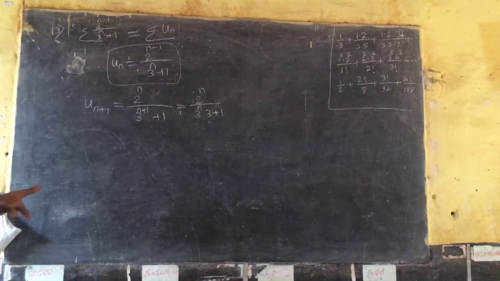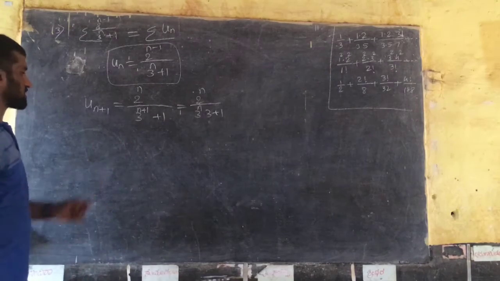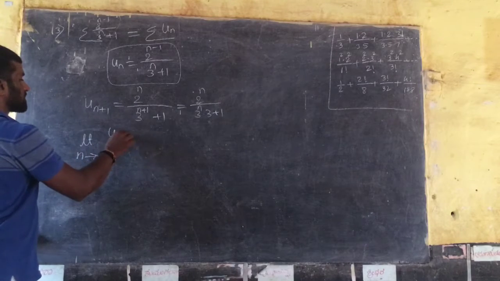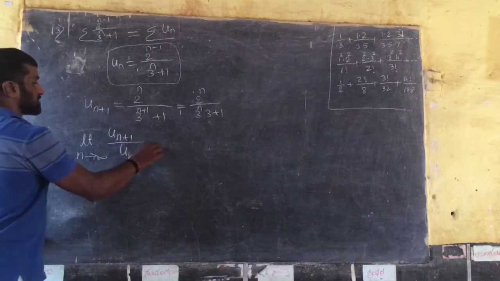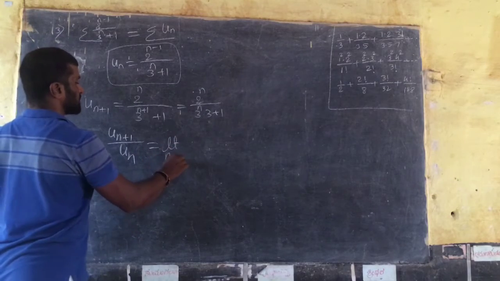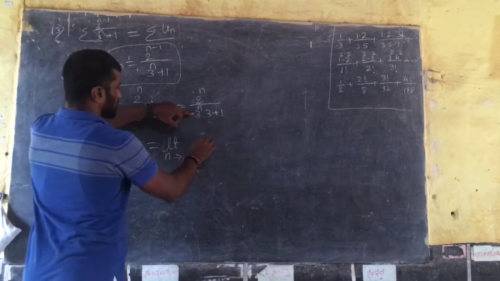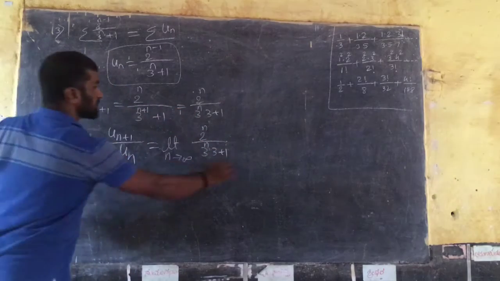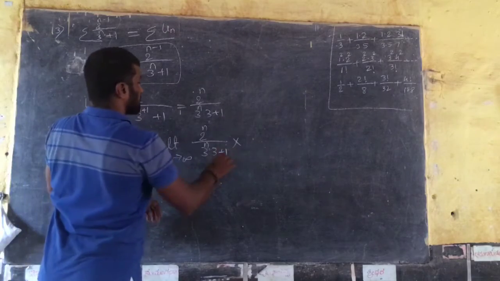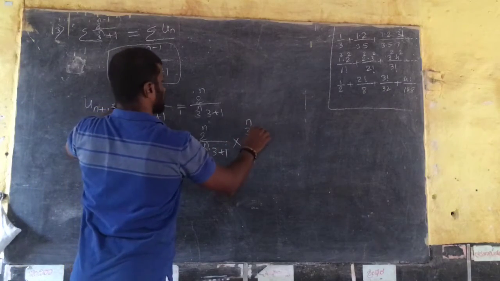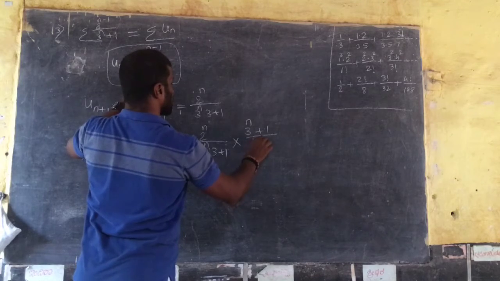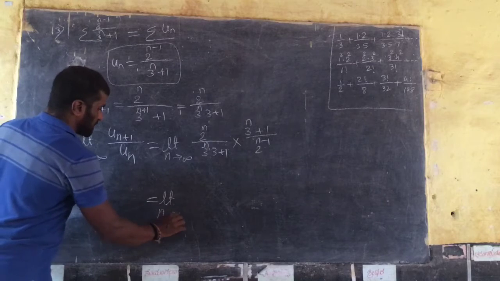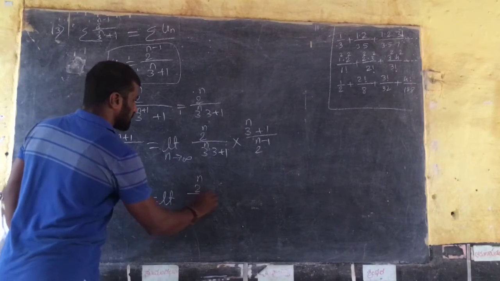So by using the statement of the ratio test, I can apply the limit as n tends to infinity of u_n plus 1 divided by u_n, that equals the limit as n tends to infinity of 2 raised to n divided by 3 raised to n into 3 plus 1, whole divided by this, take the reverse, into 3 raised to n plus 1 divided by 2 raised to n minus 1. Right?